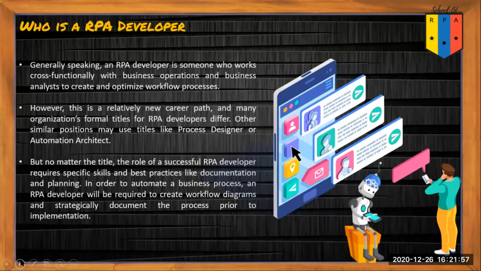Generally speaking, an RPA developer is someone who works cross-functionally with business operations and business analysts to create an optimized workflow of processes. However, this is a relatively new career path, and many organizations' formal titles for RPA developers differ. Other similar positions may use titles like process designer or automation architect. No matter the title, the role of a successful RPA developer requires specific skills and best practices like documentation and planning. In order to automate business processes, an RPA developer will be required to create workflow diagrams and strategically document the process prior to the implementation.